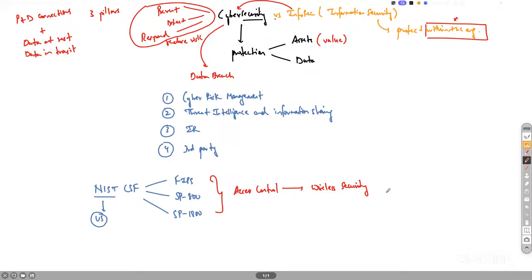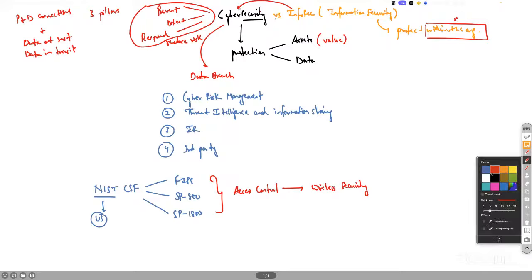Comparison to NIST, for the rest of the world, there is ISO. I'm pretty sure everyone has heard about ISO standards, right? ISO standards are for, let's just say, every industry, or there are standards for every industry, for manufacturing, engineering, etc. Okay, we are just going to deal with and look into the security standards.